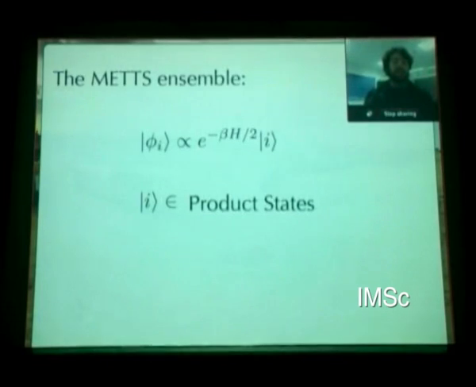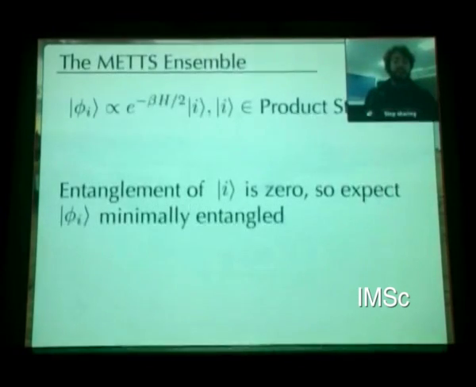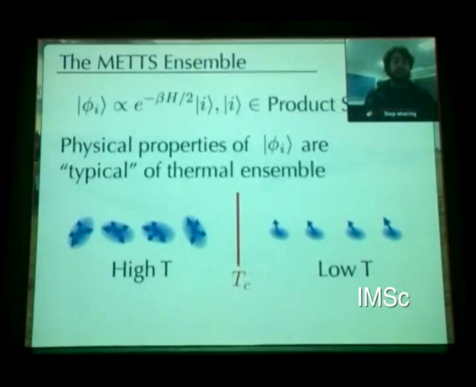And so this leads us to the ensemble that we want to use, which is the METTS ensemble. That's where we use the recipe that I outlined, but we apply it to classical product states at infinite temperature. We make this product of e to the minus beta over 2 H onto the state i, and then we normalize it, and we get phi i. That state is called a METTS, phi i. So if the entanglement of i is 0, the entanglement in METTS i will not be 0 anymore, but we hope that it will be minimally entangled in some sense. It won't be as minimally entangled if we had made some other choice.